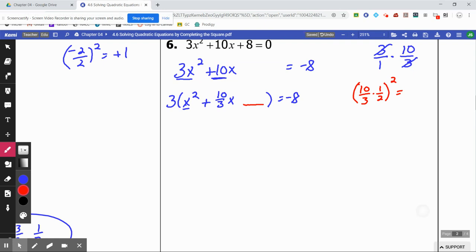So half of 10 thirds, we can cross cancel. That's a 1 and that's a 5. That would be 5 thirds. We've got to square it. That is a positive 25 over 9. That's what we're going to add to both sides.